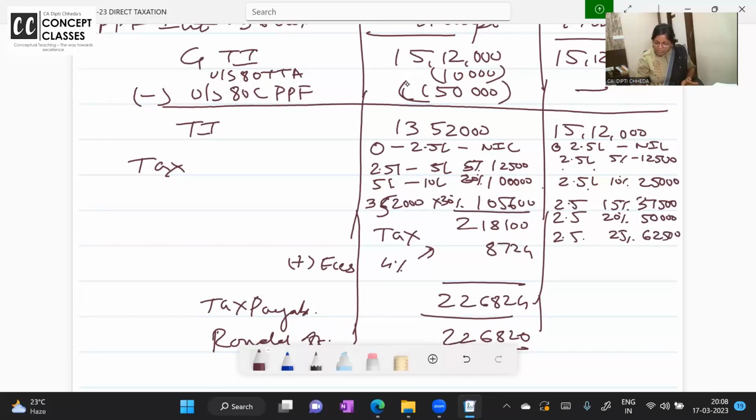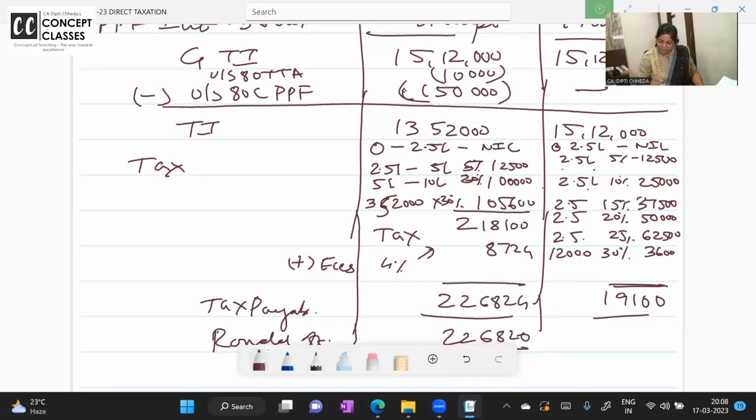And now, above 15 lakhs, you have 12,000. Whatever is your income above 15 lakhs, it is taxable at 30%. So, 12,000 into 30%, that comes to 3,600. So, what is the total tax payable? 3,600 plus 62,500 plus 50,000 plus 37,500 plus 25,000 plus 12,500. Yes. Thank you for calculating faster than me. Yes. Answer is correct.